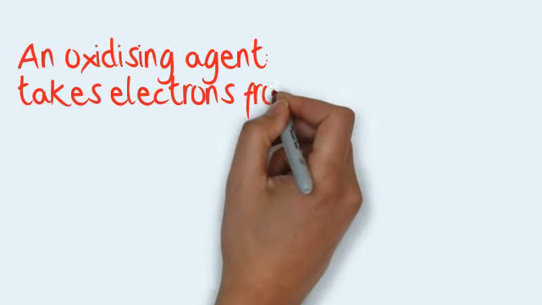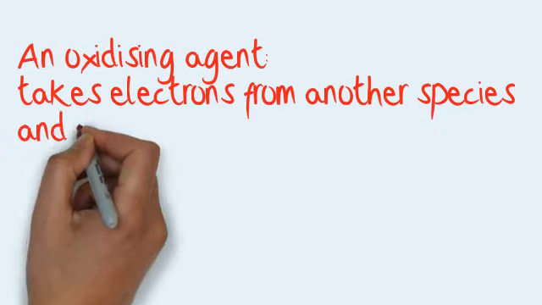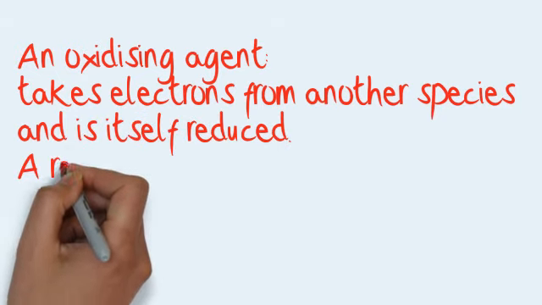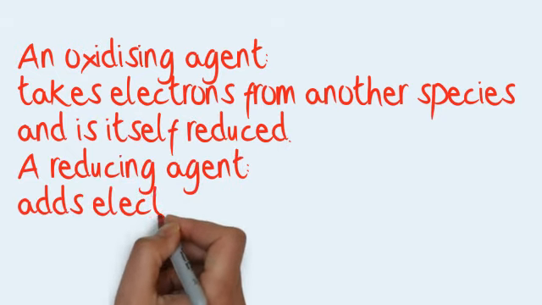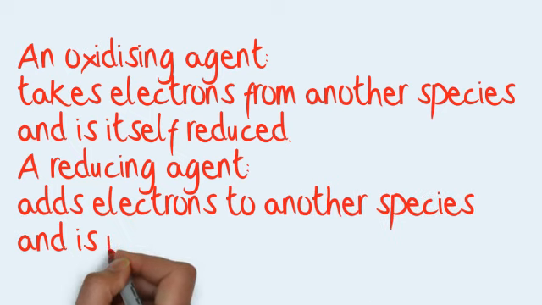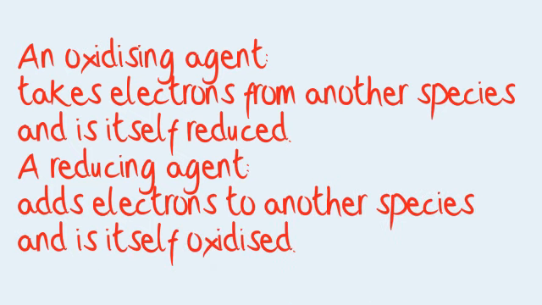An oxidizing agent takes electrons from another species and is itself reduced. A reducing agent adds electrons to another species and is itself oxidized.